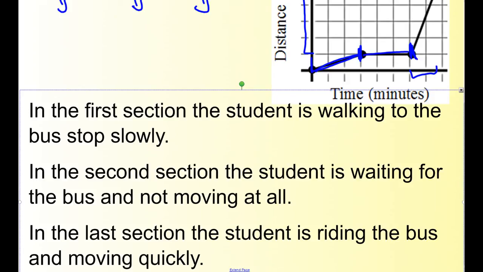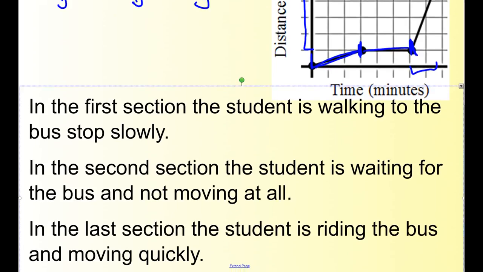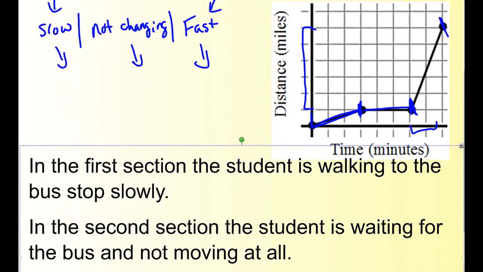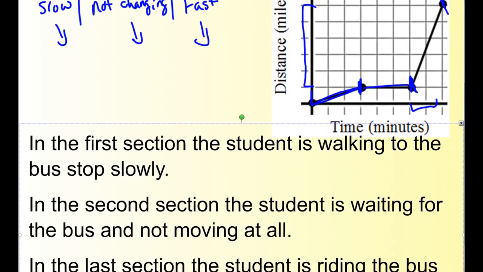So we have here in our description an interpretation of what the graph means. In the first section, he's moving slowly because he's walking to the bus. In the second section, he's not moving at all because he's waiting for the bus. And in the last section, he's moving quickly because he's on the bus and going. The bus is going pretty quickly. Okay?